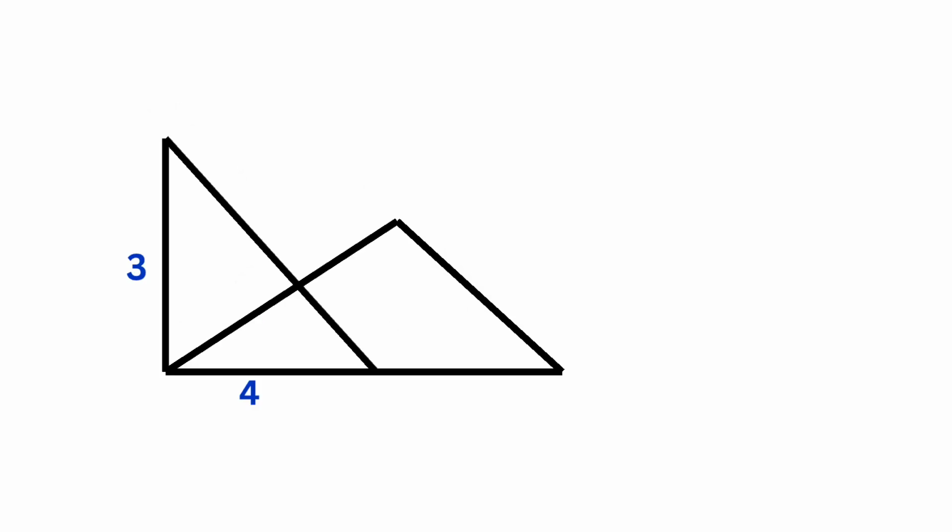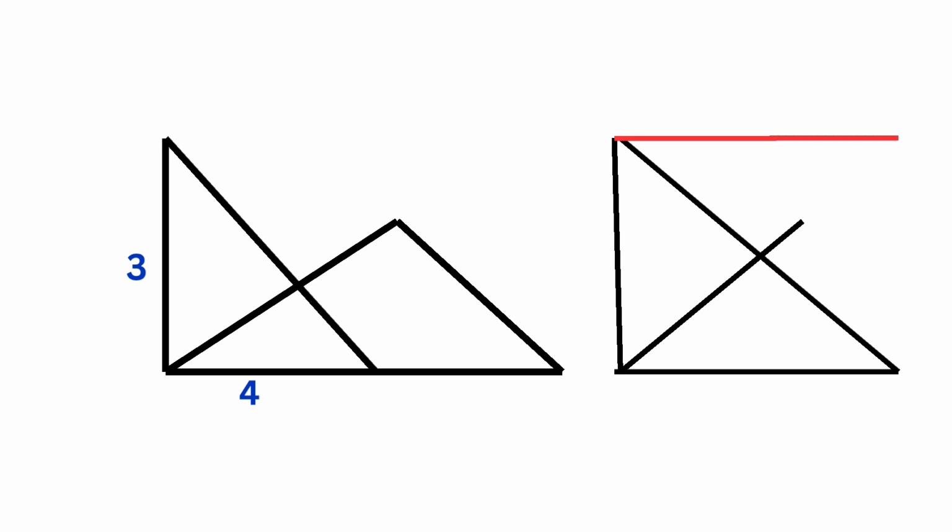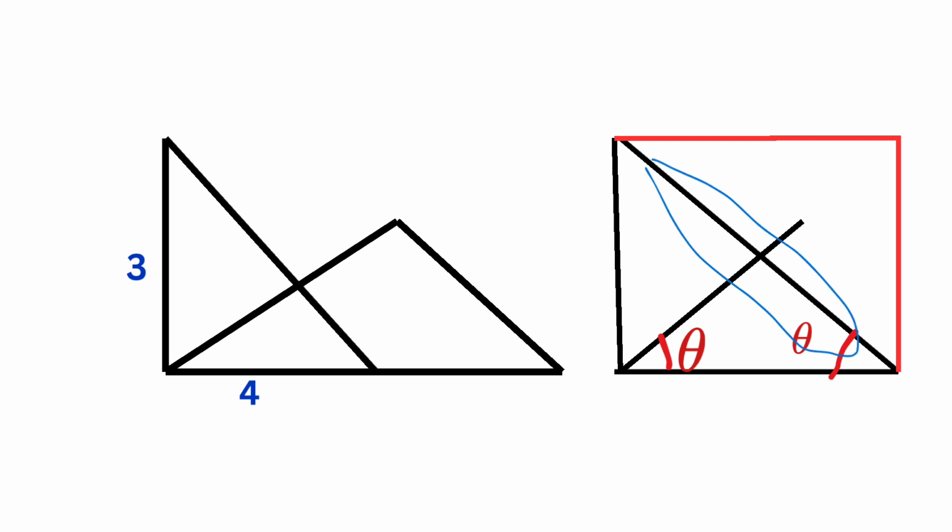Let's erase this part of the triangle, and now I want to construct the rectangle. That rectangle has this side and this side, and this angle is equal to this angle. This is one diagonal. If we extend this one, we will get another diagonal.